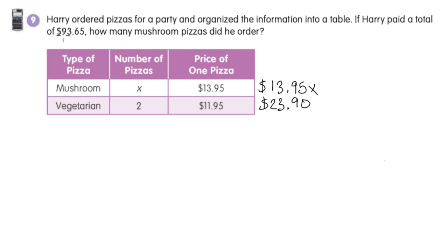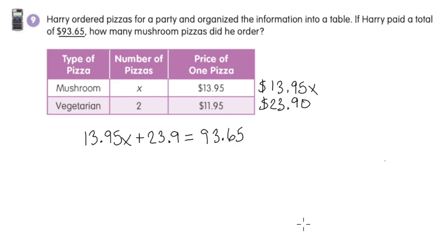We know that the actual total was $93.65, so we could write an equation now of $13.95 times X, so 13 and 95 hundredths X, plus 23.9. I don't need that trailing zero there, so I'm just going to leave it as 23 and 9 tenths. And that is equal to $93.65 or 93 and 65 hundredths.